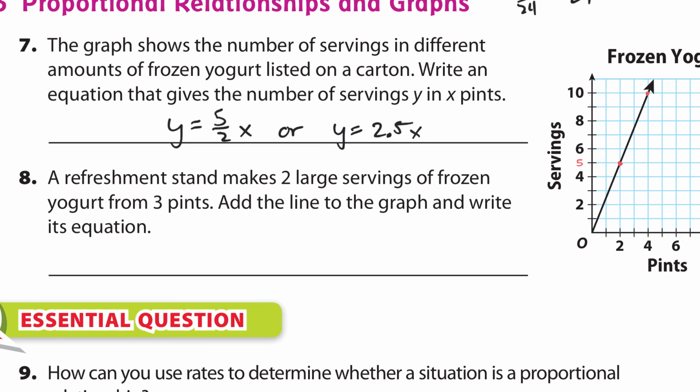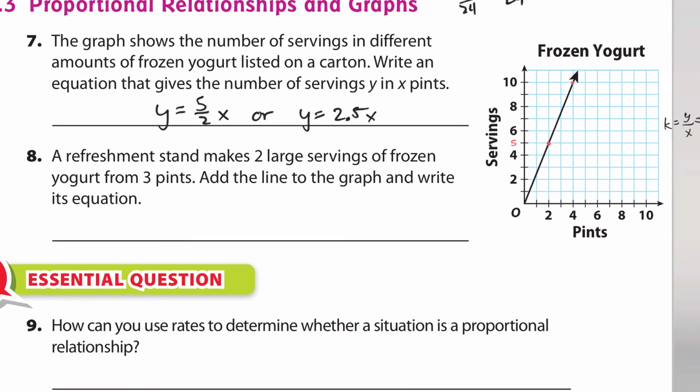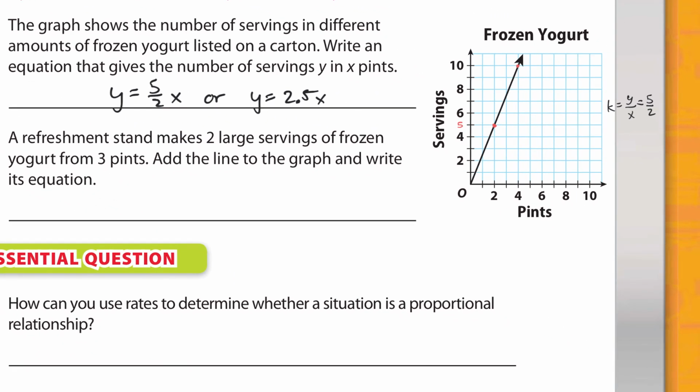That's it. A refreshment stand takes 2 large servings of frozen yogurt from 3 pints. Add the line to the graph and write its equation. Okay, so we're going to need this here. It takes 2 large servings, so the servings, that's 2, right there, and 3 pints. The dot would be right there. I'll put it in blue. Right there, because that's 3 pints and 2 servings.